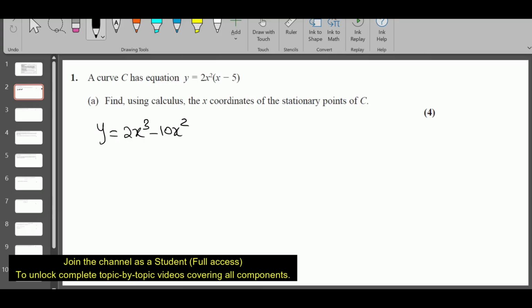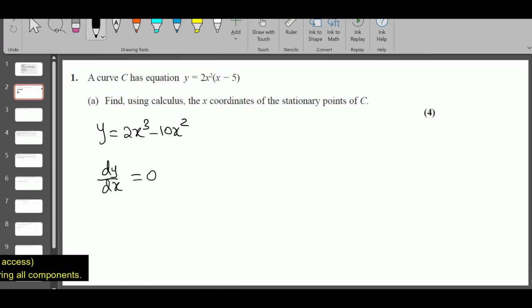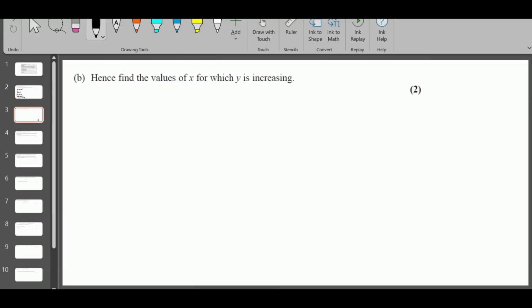Whenever you want to find the x coordinate of the stationary point, you need to differentiate the function once and equate it to 0. So 2x cubed becomes 6x squared, 10x squared becomes 20x, equal to 0. Take x as a common factor: x(6x minus 20) is 0. So equate each factor to 0 separately. So x is 20 over 6, which is 10 over 3. That's all. Part B now.